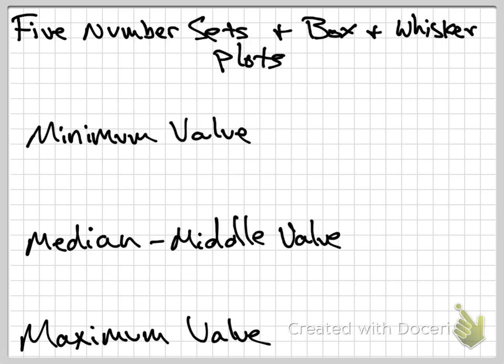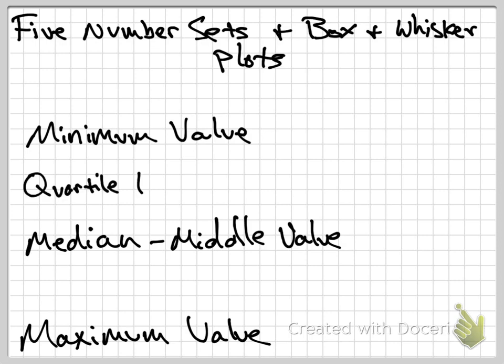The first 3 of those 5 numbers are things that you already know. You need to find the minimum value, which is the smallest amount, the median, which we talked about before as being the exact numerical middle of our data set, and finally, our maximum or our largest value.